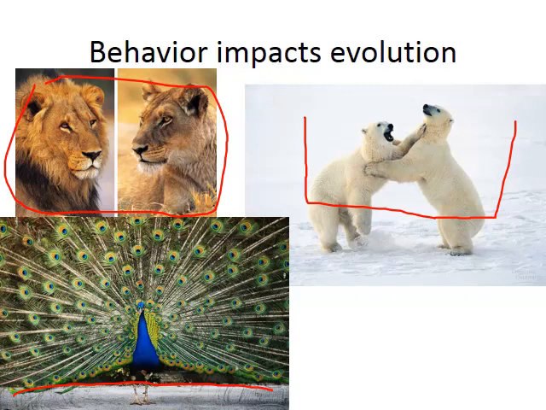So now we should have a good idea of how evolution acts, a little bit. It acts on variation in traits due to mutation, sexual reproduction, and natural selection.